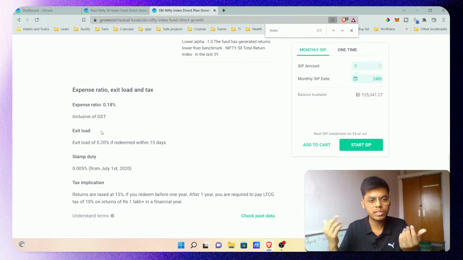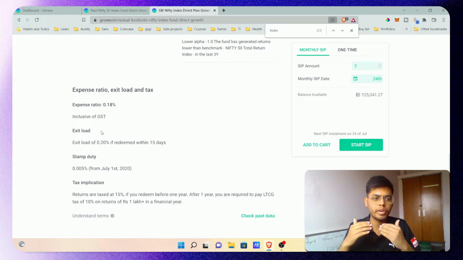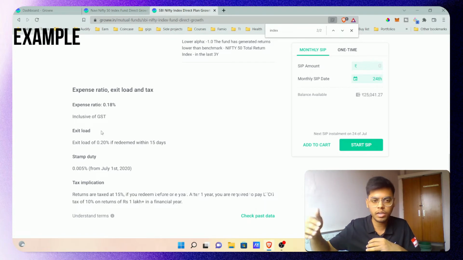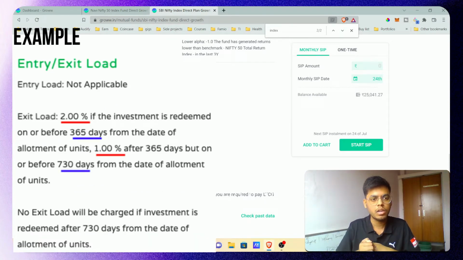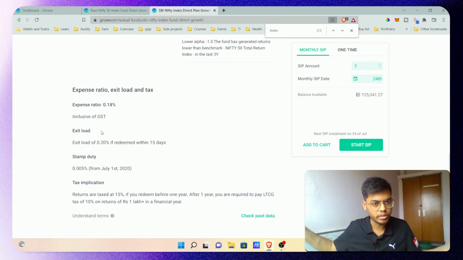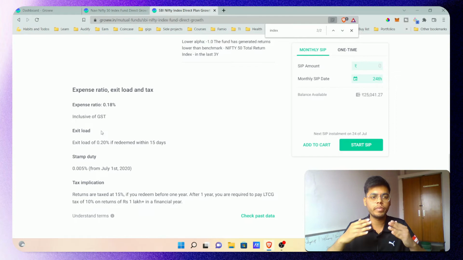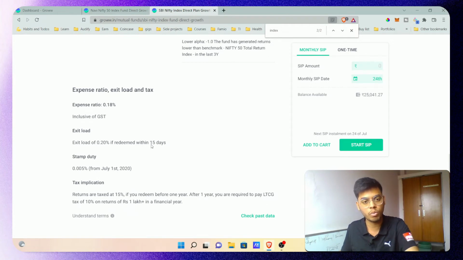For equity mutual funds, exit loads could be like, if it is a growth fund, up to 1 year it's 1% or things like that, and after 2 years it's like 0% exit load. As presently we are talking about index funds, they have a lower exit load, which you can see is 0.20% if redeemed within 15 days. So if you redeem within 15 days, 0.2% is what you pay. If you redeem on the 16th day, you don't pay any exit load, right?